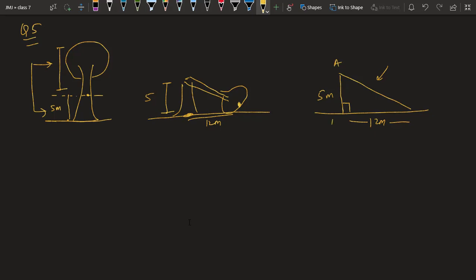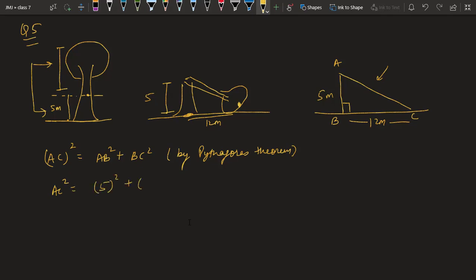Let me call it A, B and C. We want to find AC. So let's find. We know by Pythagoras theorem AC square is equal to AB square plus BC square. Now put the values. AC square is equal to AB is given to us as 5, so 5 square plus 12 square. 5 square is 25. 12 square is 144. And if you add them, you will get 169. So AC will be under root 169.